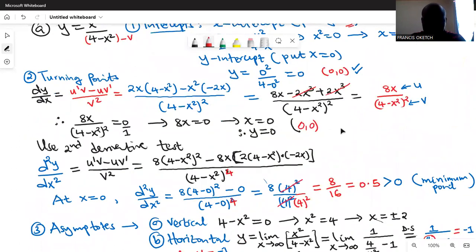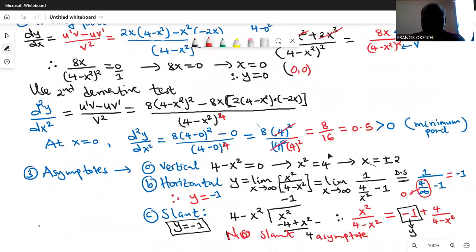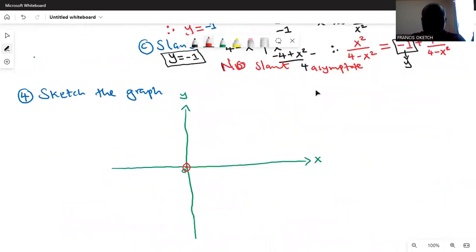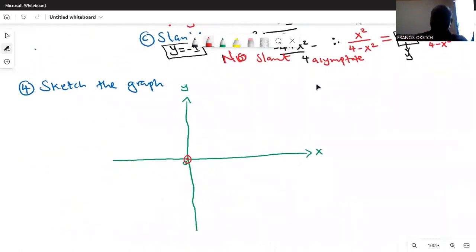Our second tool is the turning point. We also found that 0, 0 is the only turning point, and the classification is that it was a minimum point. So the same point, and we know it is minimum. So you see, when you talk of minimum point, it means the curve at that point should be concave up. When it is a maximum point, then the graph at that point should be concave down. So this is minimum.